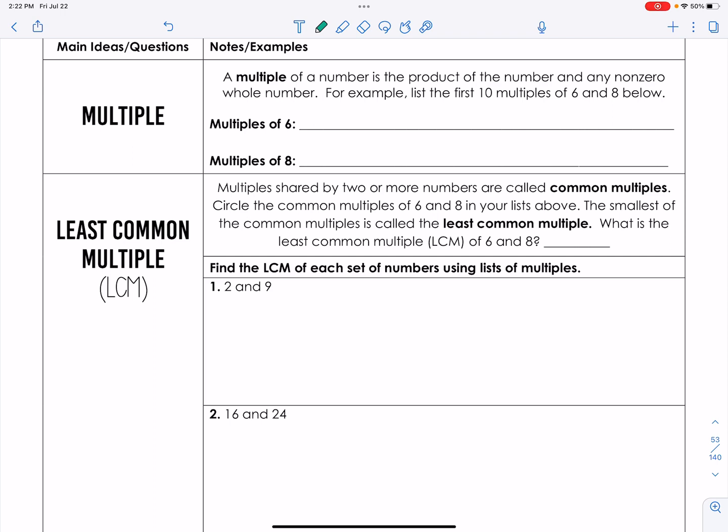Okay, so a multiple of a number is the product of the number and any non-zero whole number. For example, list the first 10 multiples of 6 and 8. So 6 times 1, 6 times 2, 6 times 3, 6 times 4, 6 times 5, 6 times 6, 6 times 7, 6 times 8, 6 times 9, 6 times 10. So it wanted 10 multiples.